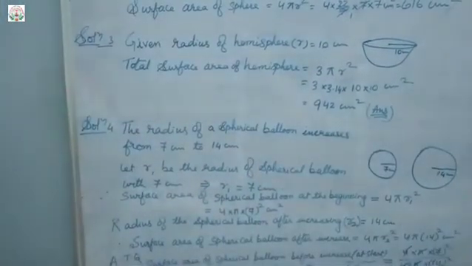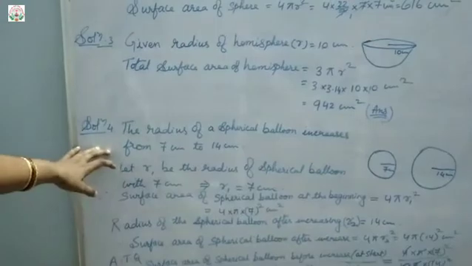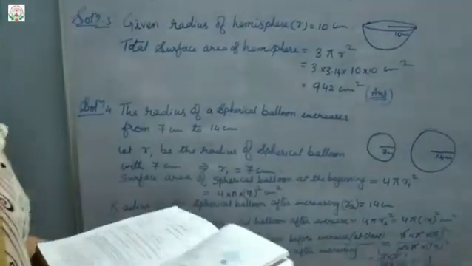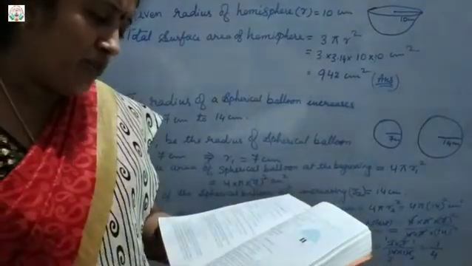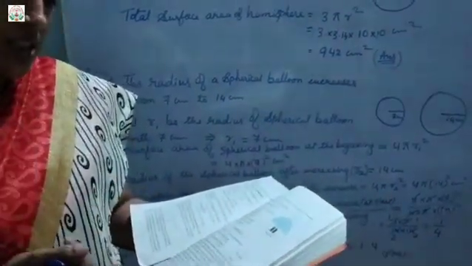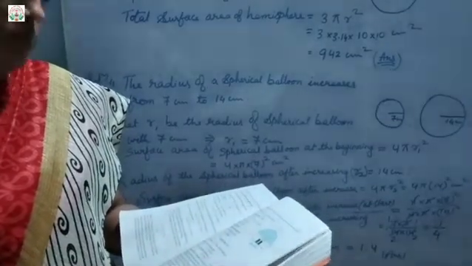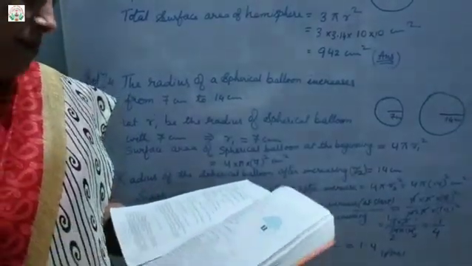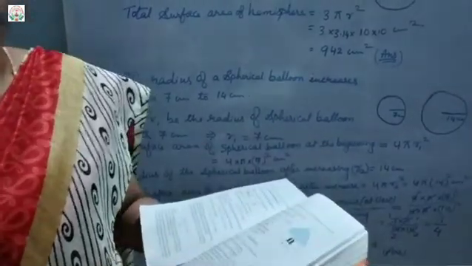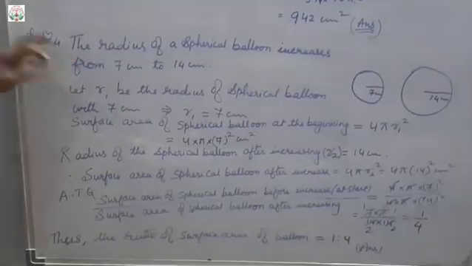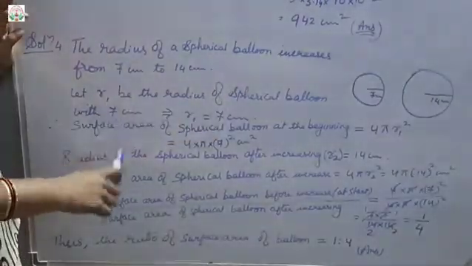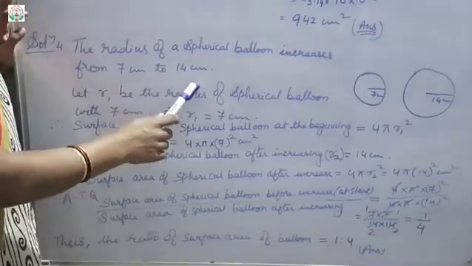After that, let us move to the fourth question. Now what is our fourth question? Fourth question goes like this. The radius of the spherical ball increases from 7 centimeter to 14 centimeter as air is being pumped into it. Find the ratio of the surface area of the balloon in two cases. In the fourth question, we can see the radius of the spherical balloon increases from 7 centimeter to 14 centimeter.